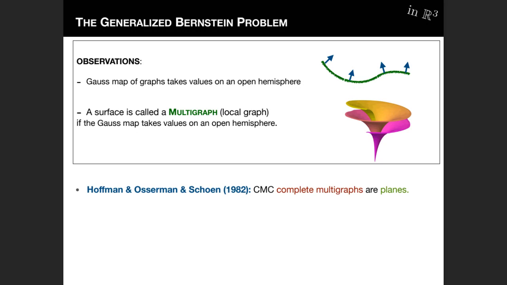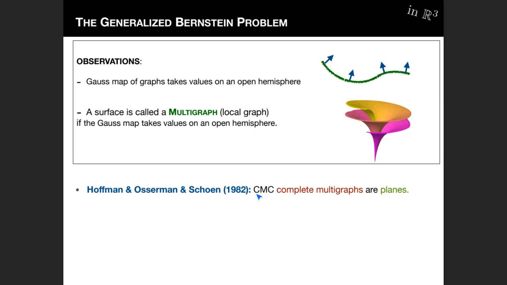So this result by Hoffman, Osserman and Schoen in the 80s can be seen as some kind of generalized Bernstein theorem. Instead of working with entire graphs, we deal with complete multigraphs. It's a weaker condition. And the result is the same. The only possibilities are the planes.